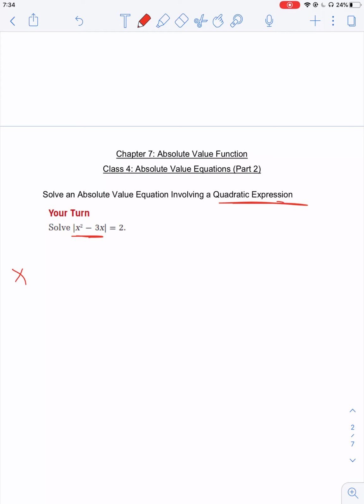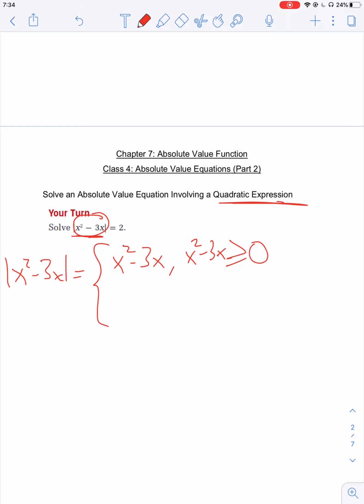So x squared minus the absolute value of x squared minus 3x is equal to the same thing. So it doesn't change, right? As long as whatever I have inside is positive. So as long as x squared minus 3x is greater than or equal to 0. Okay, so I'm just using the definition, right?